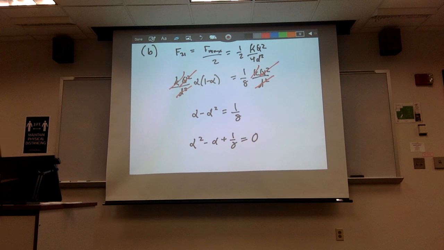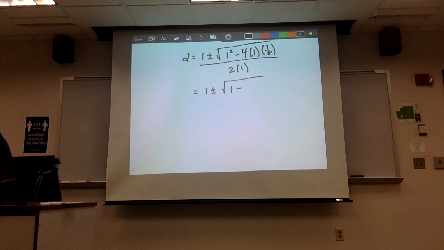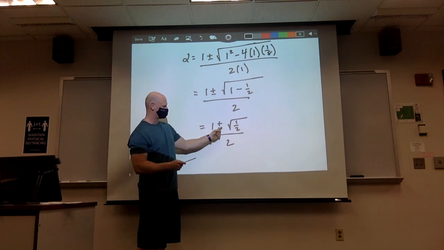Okay. This tells me that alpha then is equal to negative b, where negative b is simply 1, plus or minus the square root of b squared, which is 1 squared, minus 4 times a, where a is also 1, times c, which is 1/8, all divided by twice of a, where twice of a is 2. So this is then equal to 1 plus or minus the square root of 1 minus 1/2 divided by 2. What's 1 minus 1/2? 1/2. So finally, this is equal to 1 plus or minus the square root of 1/2, all divided by 2. So this means that for the higher value, I'm going to keep a plus sign. For the lower value, I'm going to keep the negative sign.